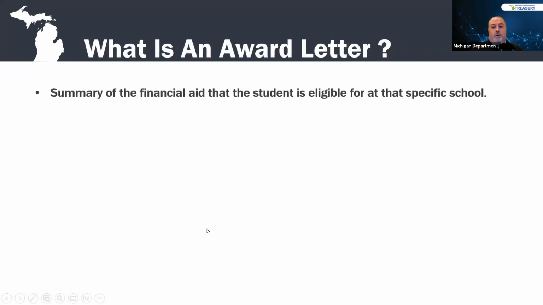So what is an award letter? It's essentially a summary of the financial aid that the student is eligible for at that specific school. So each school financial aid office that receives the student's FAFSA application information, they're going to eventually prepare this summary of financial aid for what the student can receive and can opt into as far as loans at that specific school. There is no standard format, but there are some similarities between them.